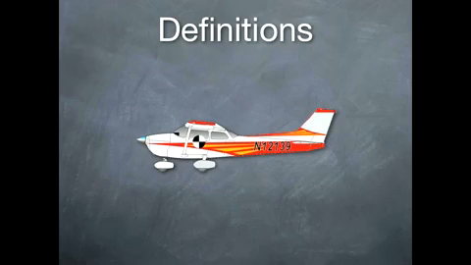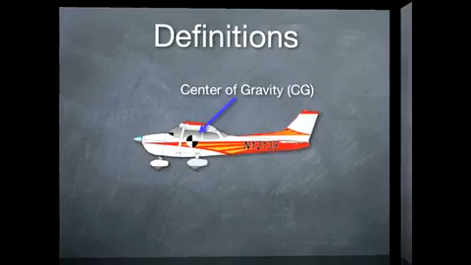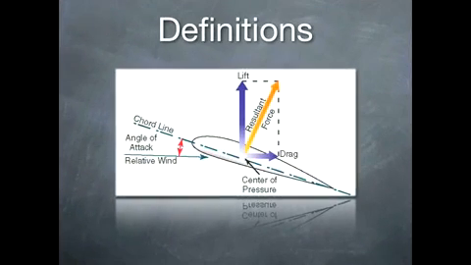The first definition is our CG, or our center of gravity. This is the longitudinal and lateral point in which an aircraft is stable, also known as the static balance point, where everything balances. Our second definition is located on the wing, and that is known as the center of pressure. That is the point along the chord where the distributed lift of the entire wing is effectively concentrated.